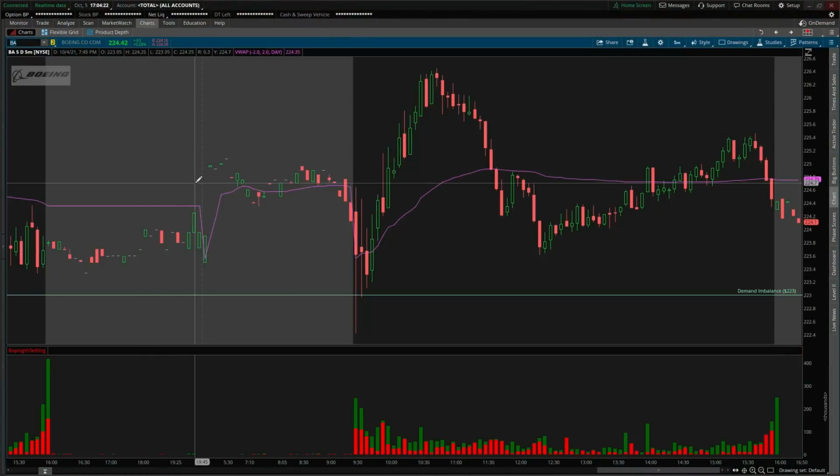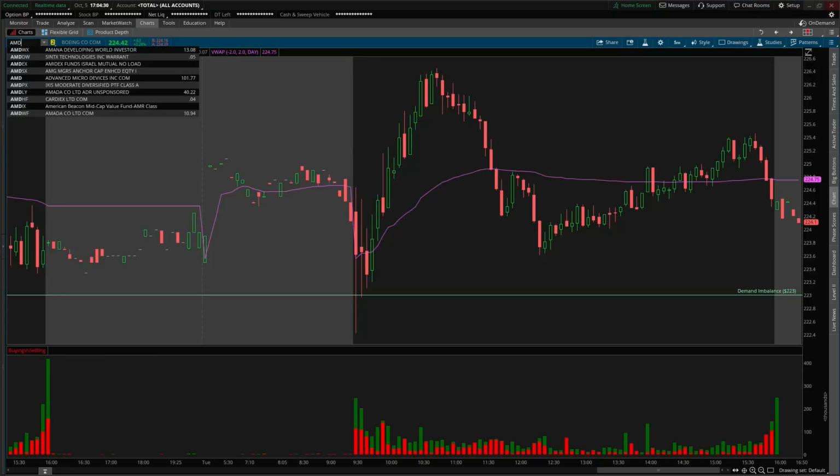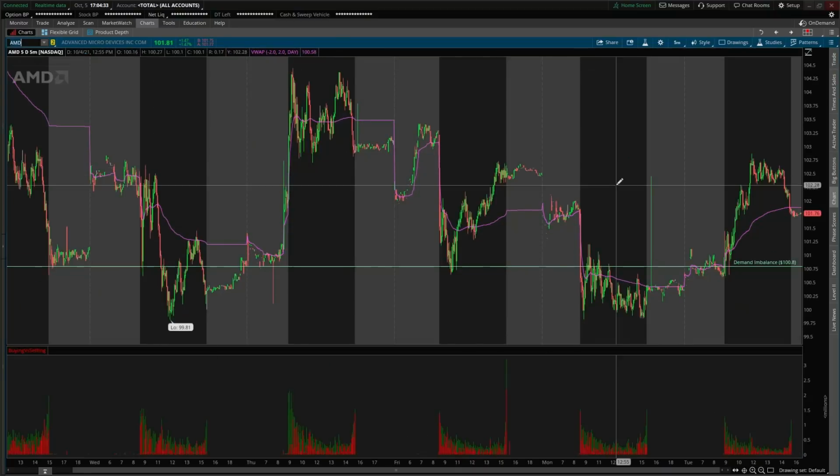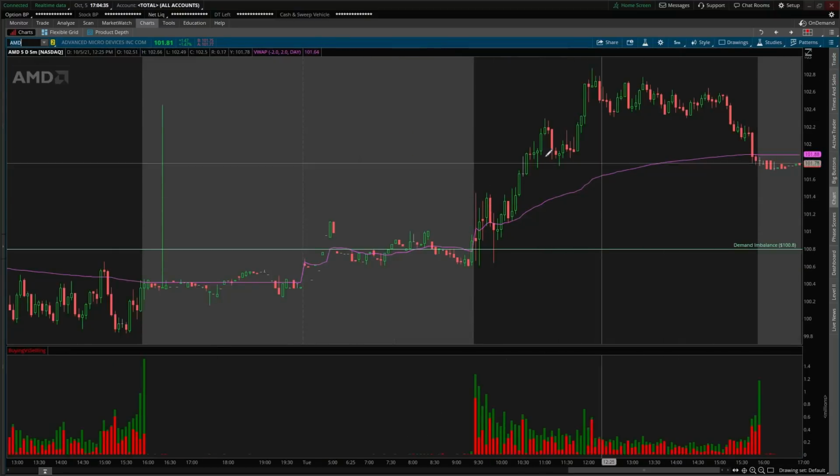There were some decent setups on other names. Boeing bounced off of this 223 demand zone. Some nice lower wicks as the Dow was rallying. So a clean move off of that for about 3 points. AMD bounced off of the 100.80 demand zone and had about a $2 move from that. So there are some nice setups. Just make sure the market confirms it.